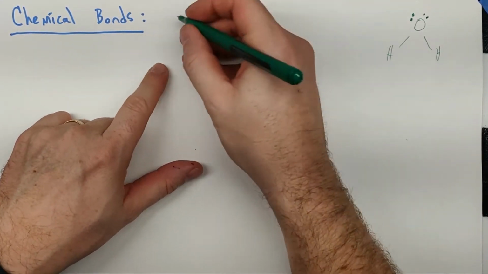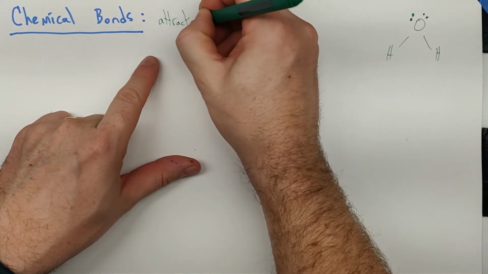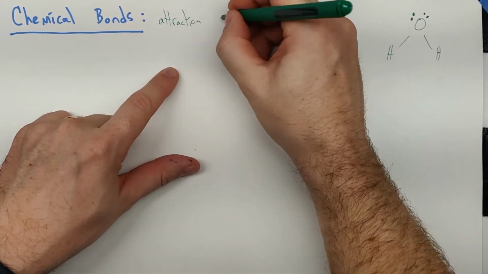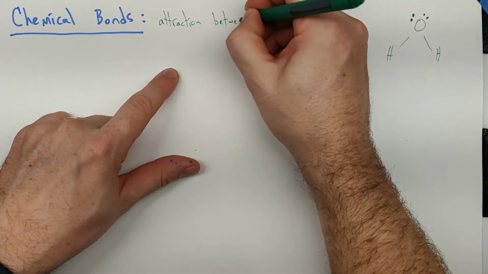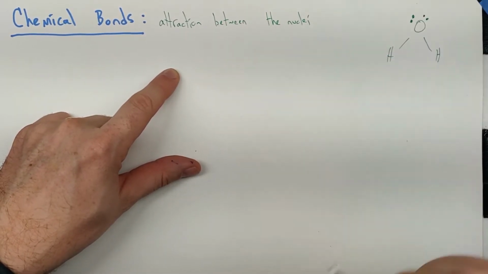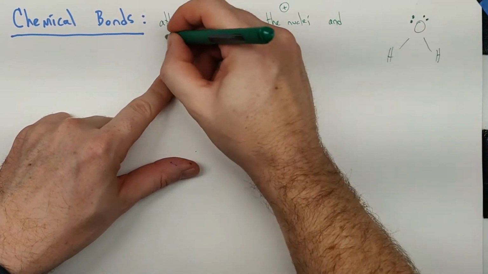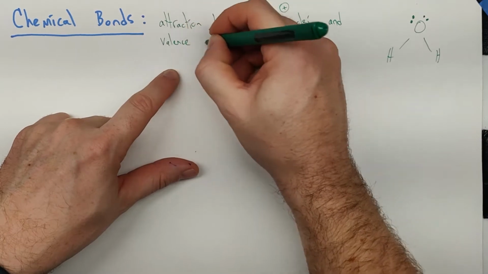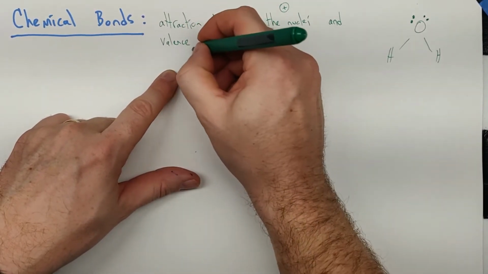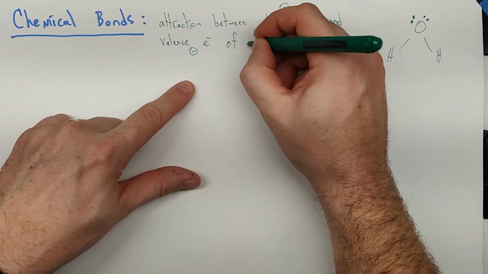So what is a chemical bond? We're just going to put that it's an attraction between the nuclei and valence electrons, nuclei being positive, and those electrons being negative, of multiple atoms, or of different atoms.